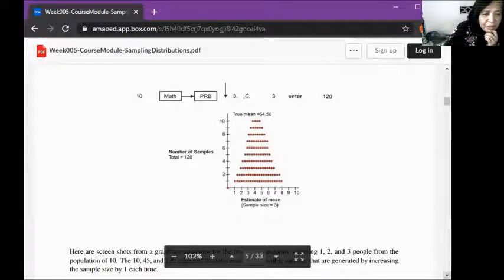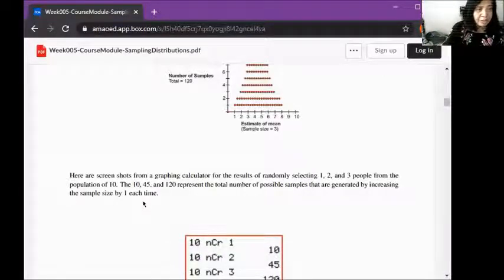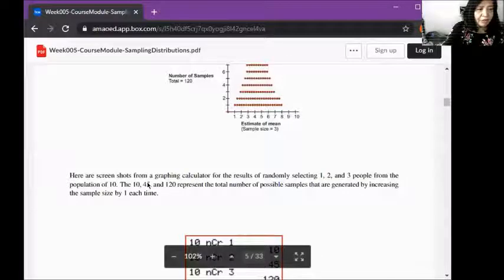Here are the screenshots from a graphing calculator, from the results of selecting 1, 2, and 3 people from the population of 10. The 10, 45, and 120 represent the total number of possible samples generated by increasing the sample size by 1 each time. For 1, we just have to consider 10 possible combinations ranging from 0 to 9. The next is 45 for when you choose 2, and 120 when you choose 3 people from the population of 10.